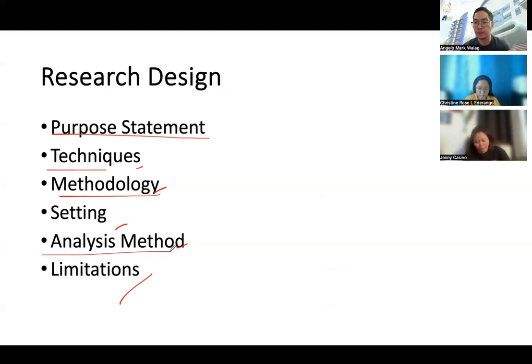How are the two components, the quali and the quanti, interrelated? The quali will be the basis for the development of questions that I will ask in the quanti, or the quali will be used as basis in the design of the intervention I want to do. Or the reverse: the results in the quanti will help me identify the participants whom I will ask about the results of the quanti. So that's the analysis methods.